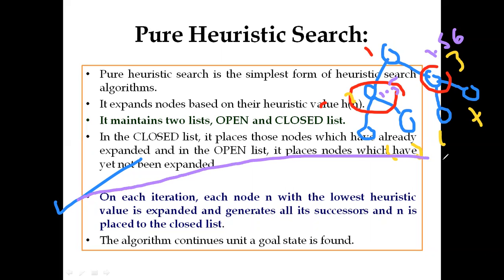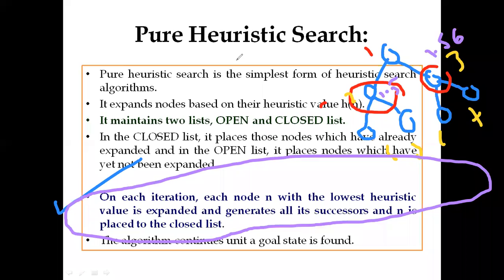So you already got it: on each iteration, node n with the lowest heuristic value is expanded and generates all its successors and is placed in the closed list. When we write this line, it generates all its successors and places it in the closed list, what does it mean? We selected 2, and its successors, the children 4 and 5, I have generated. Then I will place 2 in the closed list. In this way we will keep expanding each node until we reach the goal state.